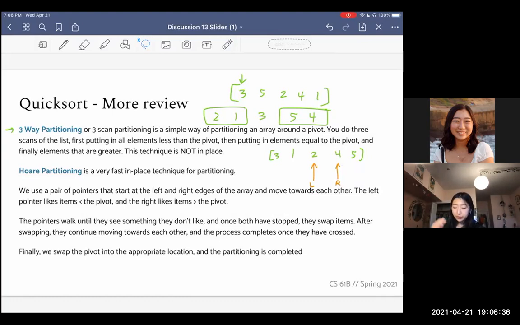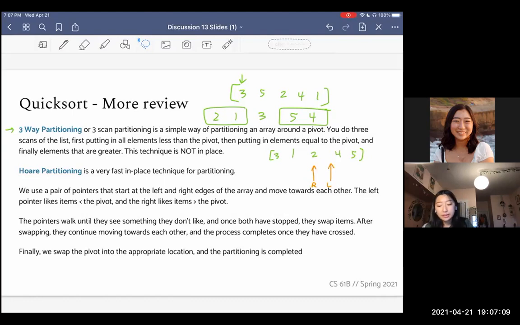And so at this current step, left pointer goes, oh, I'm good with this. Like 2 is less than our pivot. I can move on. And right pointer goes, yeah, I'm good with this too, because 4 is greater. At this point now, they have crossed. And so I want you to understand that the basic idea of what just happened is that we've got all the things that are less than the pivot on the left and all the things that are greater than the pivot on the right. And this is because we were swapping whenever something seemed wrong.